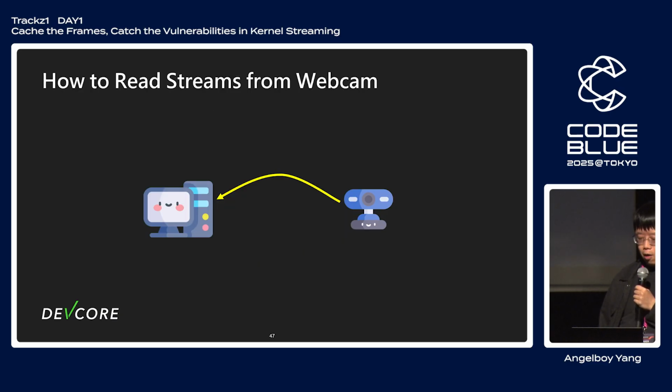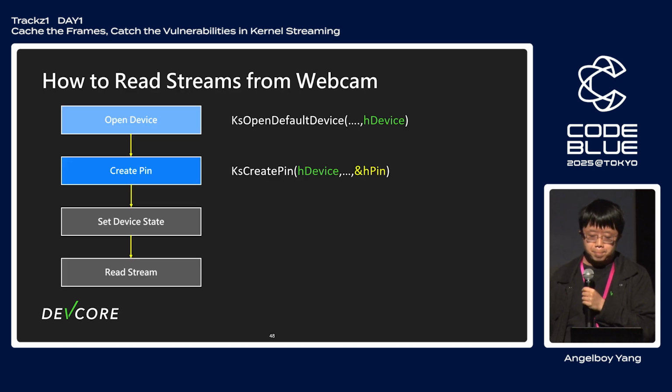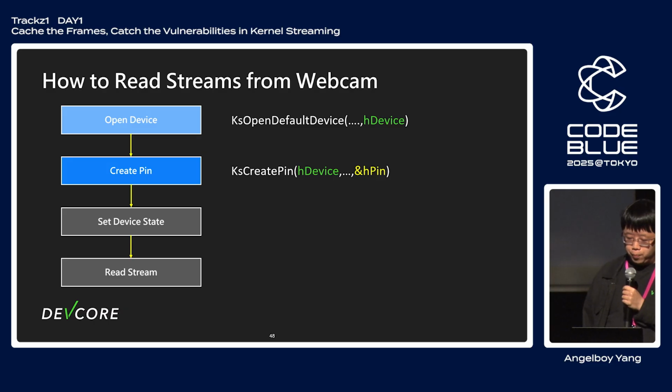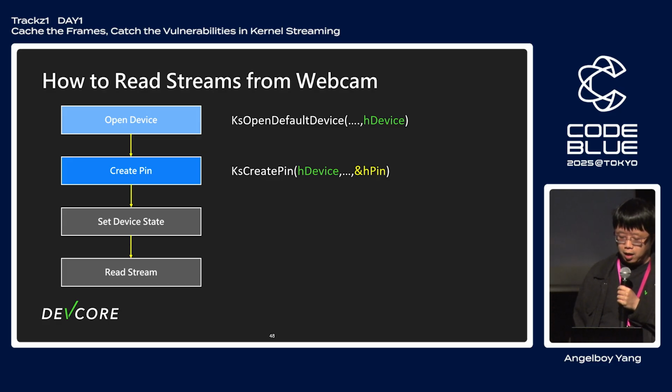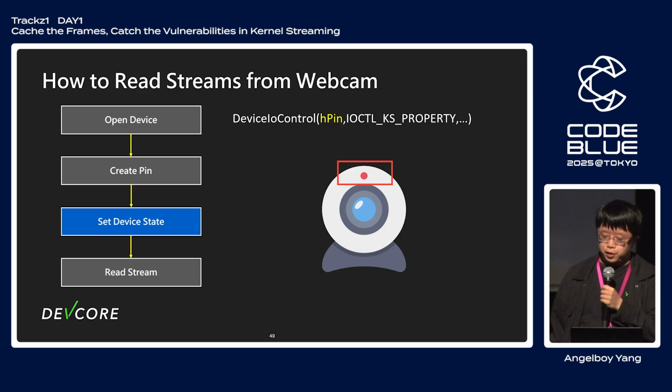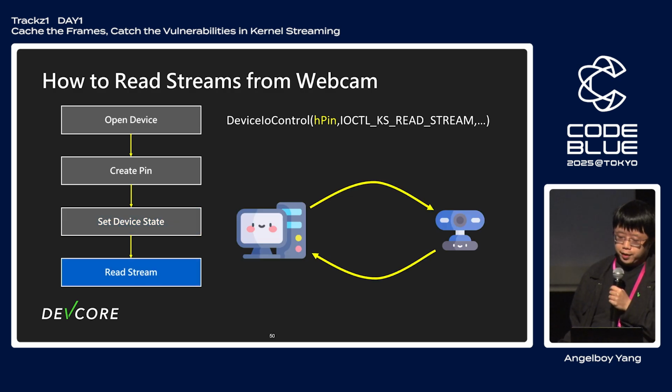Now, let's talk about how an application reads data from a webcam and how KS implements it. Here's a simple overview of the workflow of reading a stream from a webcam. First, open the device to get a handle. Then create a pin on the filter and get a pin handle. After that, send an IOCTL to set the pin to run state. If a device is set to run state, you will see the webcam's light turn on, which means the camera is now ready. The next step is to use an IOCTL to read the frame from the pin into memory.